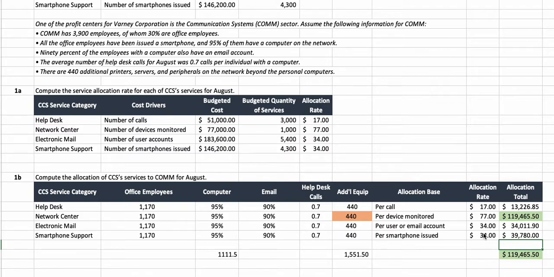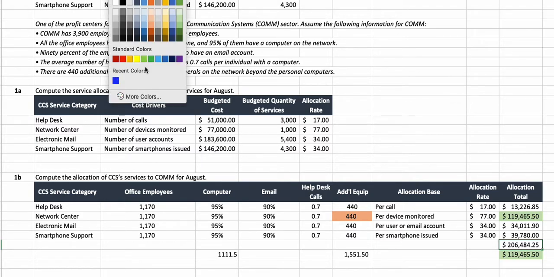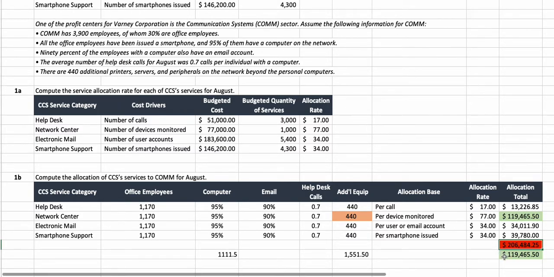Now we can look at the total cost that will be charged to the COM system. And we're doing that by summing these numbers. And I'm going to highlight this a little bit differently so that you can see it. There we go, in red. So the communications system sector will receive a charge of $206,484.25 for the month of August.